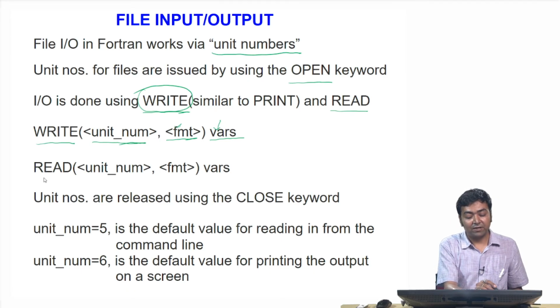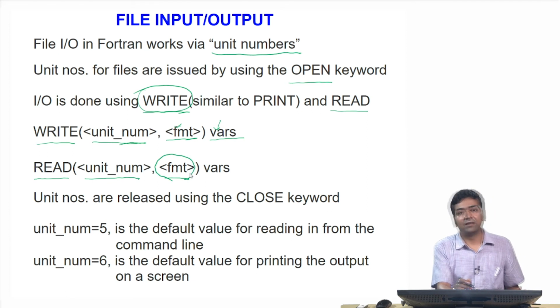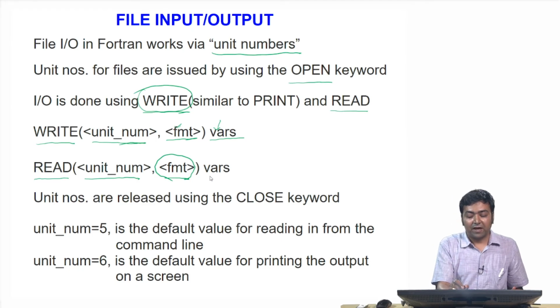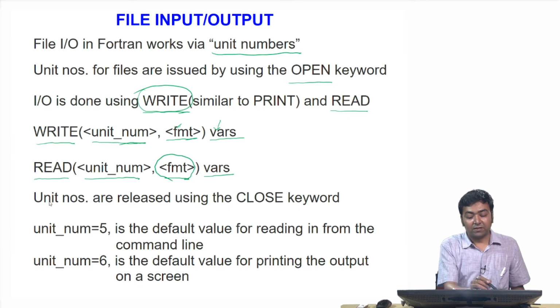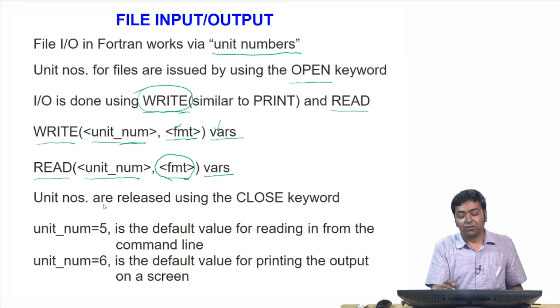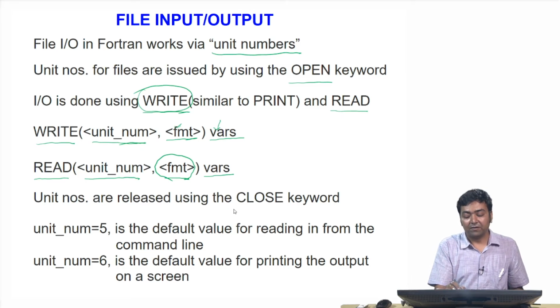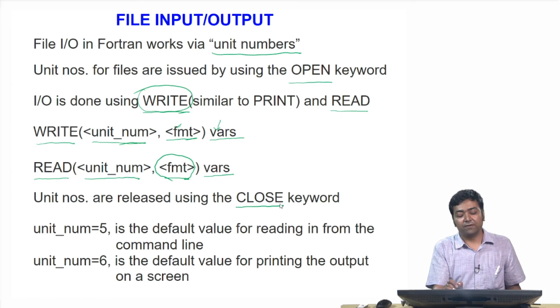Similarly, you can use the read statement to read data from a file. You write read, and within parentheses you write the unit number and also the format statement. This format statement should be in the same format as the data present in the file which one wants to read in. If there is a mismatch of the format statement, the code typically complains. Then you write the list of variables you want to read in from that file. Once you are done with reading and writing the file, one uses the close keyword to close the file.